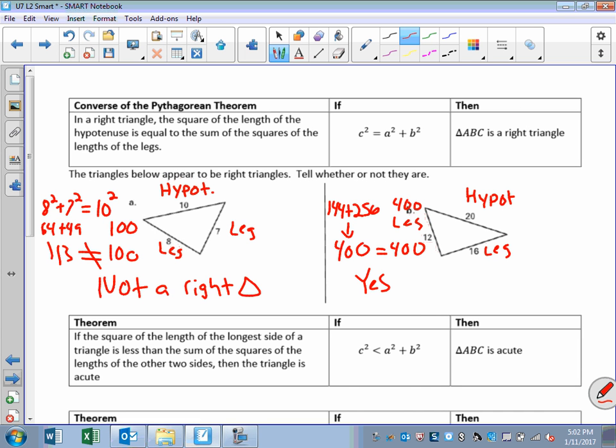So if, when you square the legs and add them together, it equals the hypotenuse squared, you have a right triangle. Now for the exercises at the bottom, you can go ahead and complete 1 and 2. Then I'm going to show you what happens if they don't equal, because you might have a different kind of triangle. I'll get to that in a second.